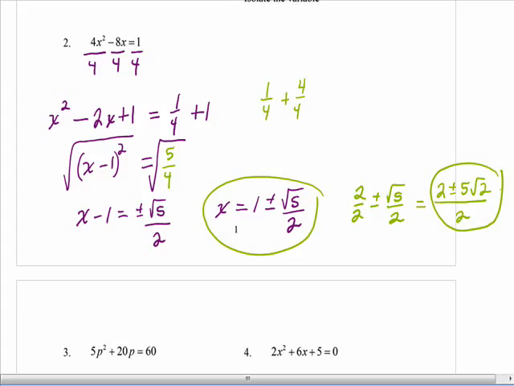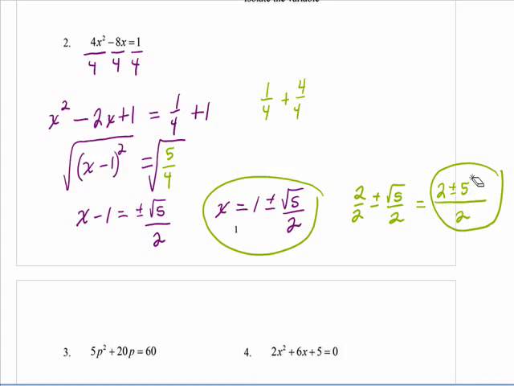5 root 2. Did I write it wrong? It's not 5, it's just root 5. Oh, it's just root 5. I'm so sorry. Let's see if I can erase this carefully. I was just going crazy.